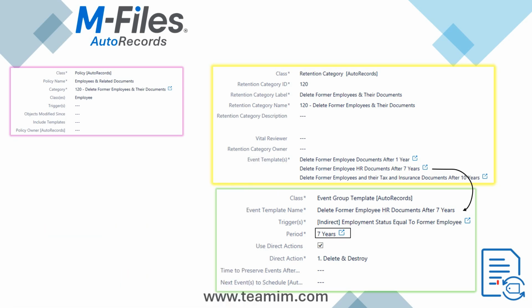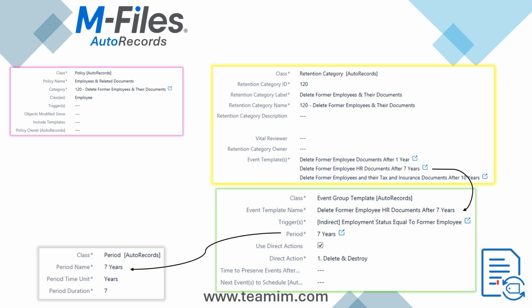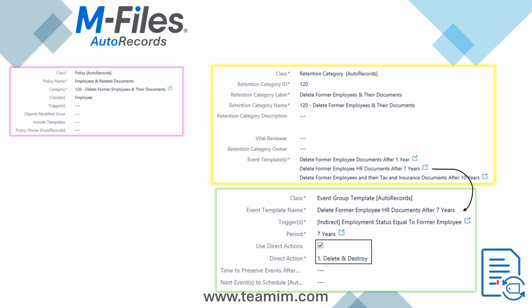With the trigger set up, we can now configure the period, and this time we'll specify years and set the value to 7. And finally, we select the direct action to delete and destroy these documents. And with that, we've completed this event group configuration.